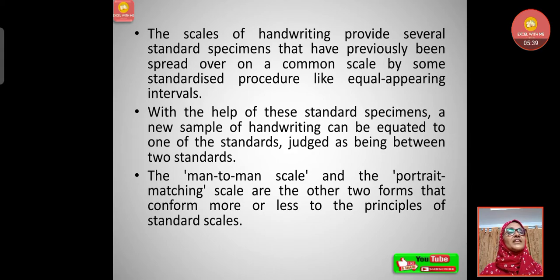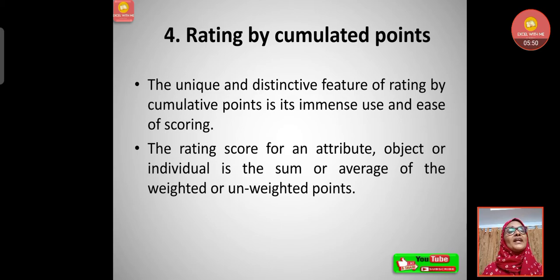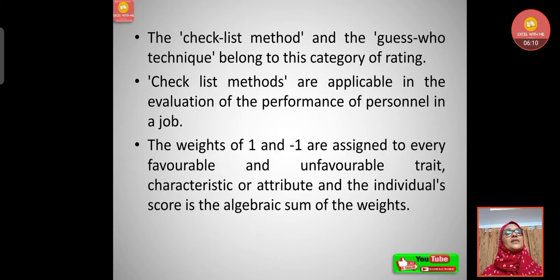The man-to-man scale and the portrait matching scale are the other two forms that conform more or less to the principles of standard scales. Now the fourth one is rating by cumulative points. The unique and distinctive feature of rating by cumulative points is its immense use and ease of scoring. It is easy to score. The rating score for an attribute, object or individual is the sum or average of the weighted or unweighted points. Now the checklist method and the guess who technique belong to this category of rating.